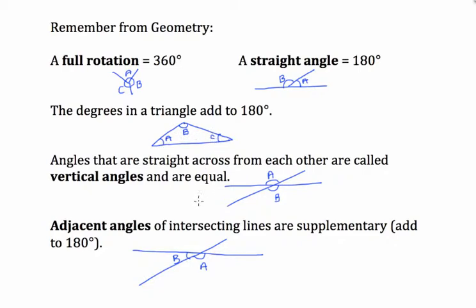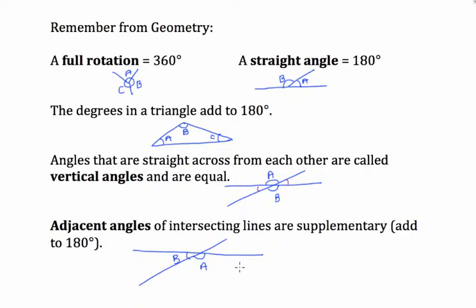Angles that are straight across from each other are called vertical angles and are equal. So if there's two straight lines that intersect, the angles that are across from each other are called vertical angles, they're equal. So A and B are equal. These two angles would also be equal.